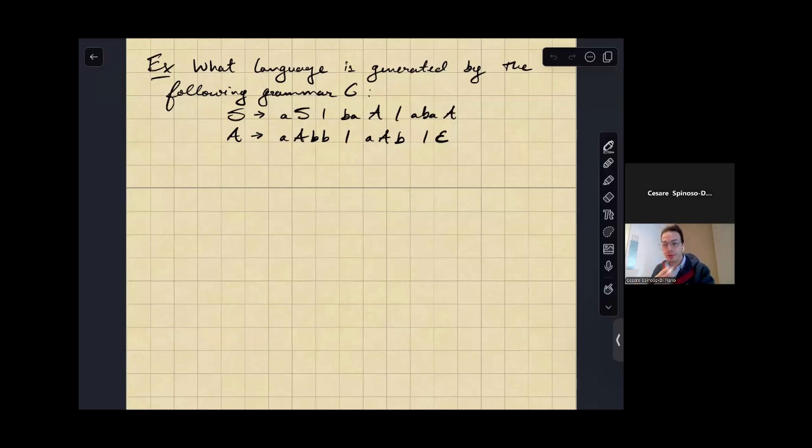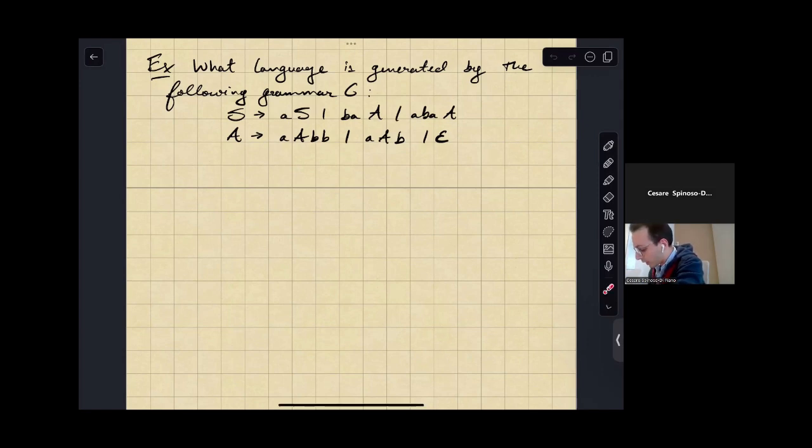So today's video is going to be about determining what the language generated by a context-free grammar is. So far, we've designed context-free grammars to generate languages. Now we're going to try to do the opposite, where we're given a grammar and we want to know what the language generated by the grammar is. In this particular case, we want to determine the language generated by this grammar.